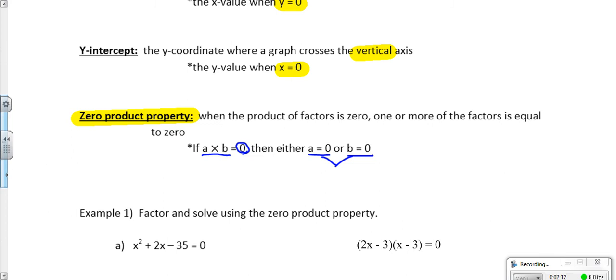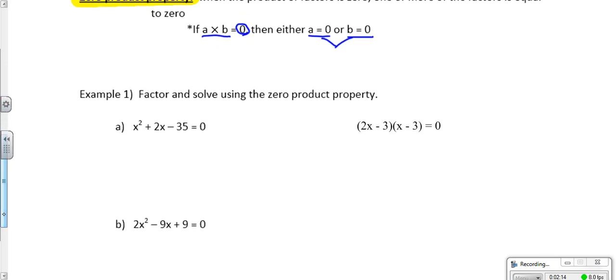So what does that mean to us? Well, let's take a look at an example, and we're going to look at this one first. This is not in your guided notes, so you're going to want to write this one down. This says 2x minus 3 times x minus 3 equals 0. In other words, two things multiplied together give you 0 for an answer. So therefore, one of these two things must have been 0.